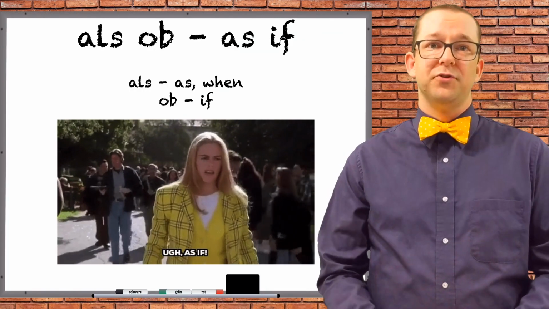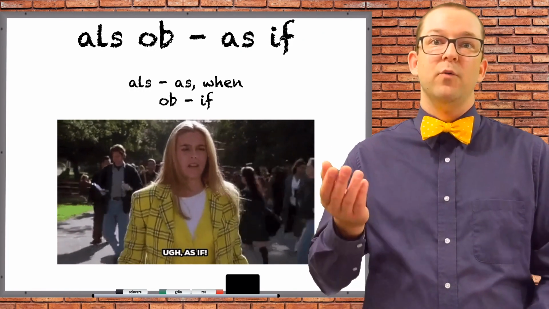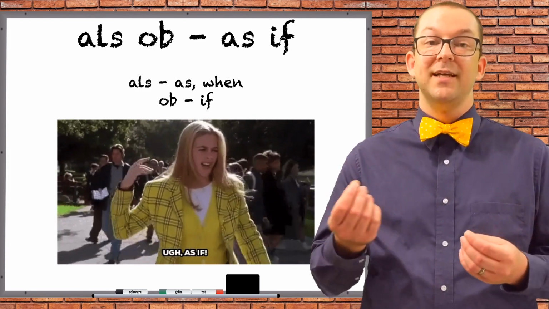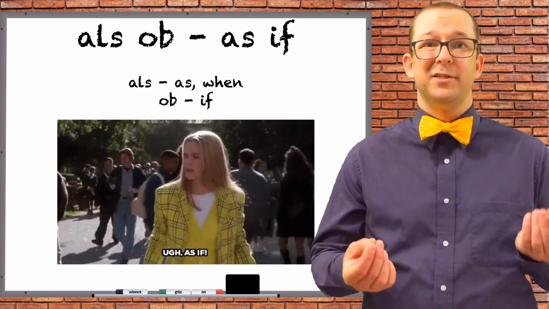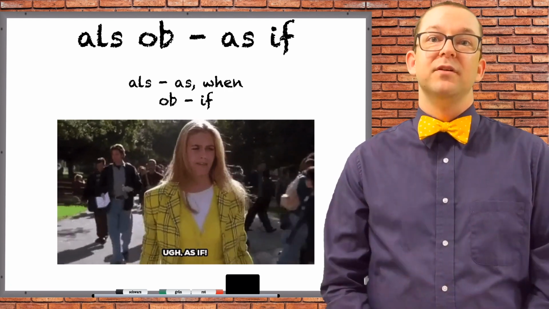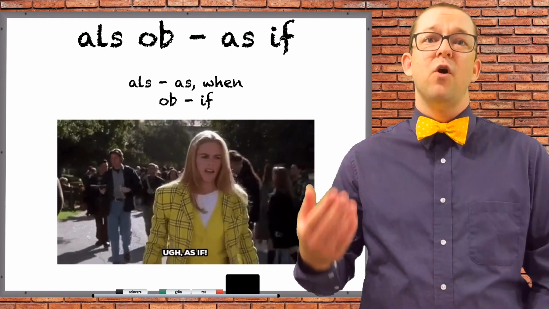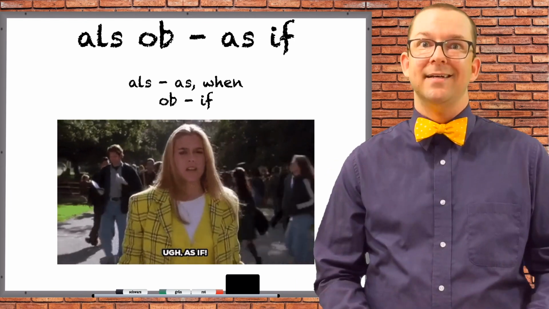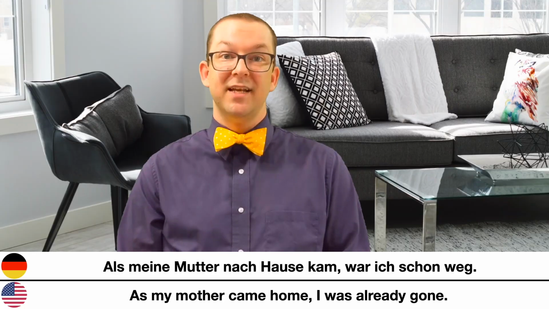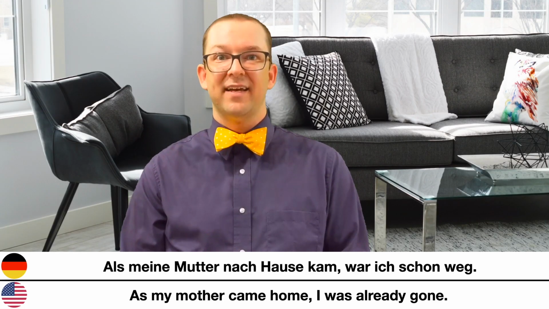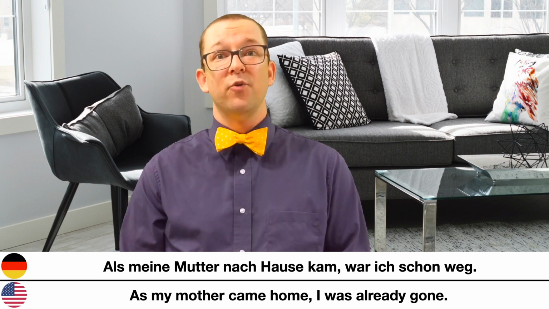To bring it all full circle, there is also als ob, which combines the first conjunction I explained, als, and ob, which I just explained. When I showed you the examples of als earlier, I left out that you could also translate als as "as." For example, als meine Mutter nach Hause kam, war ich schon weg. As my mother came home, I was already gone.